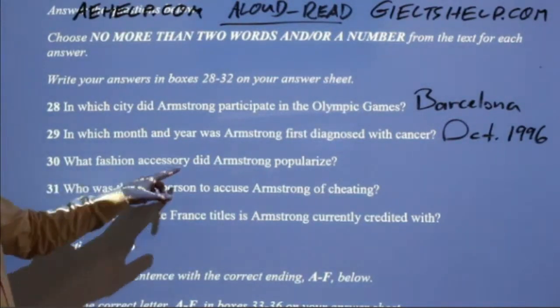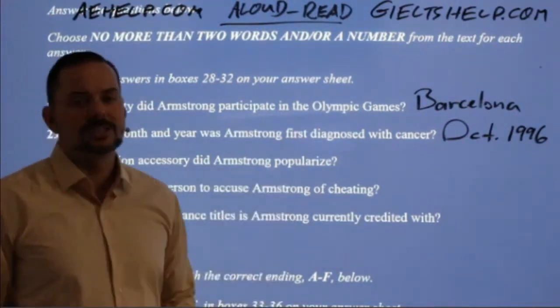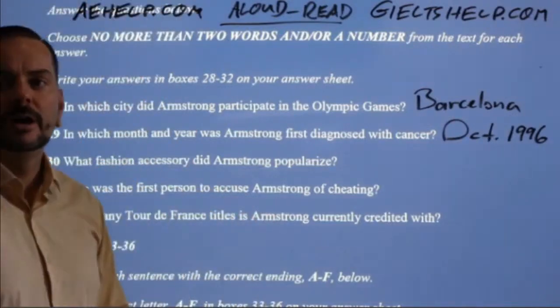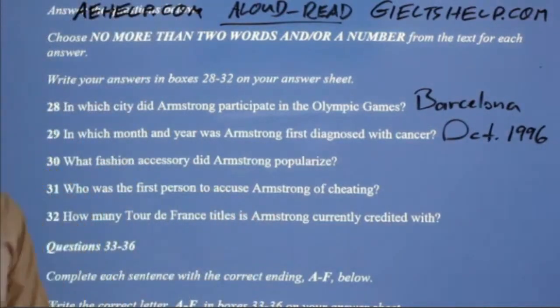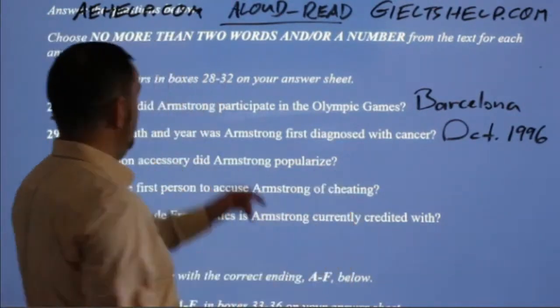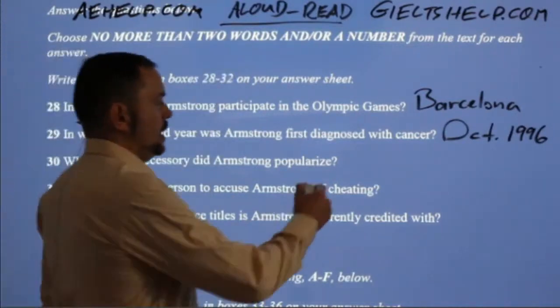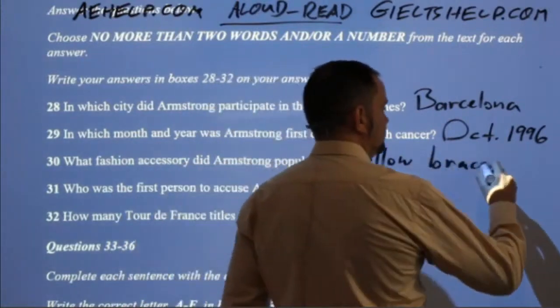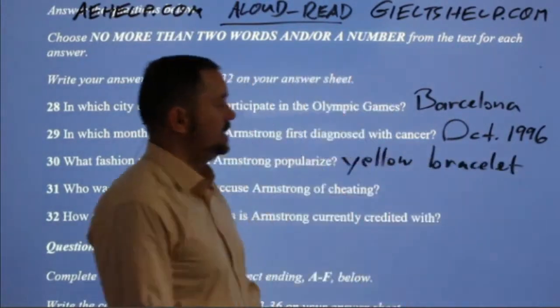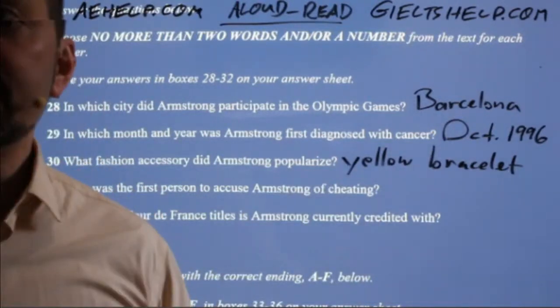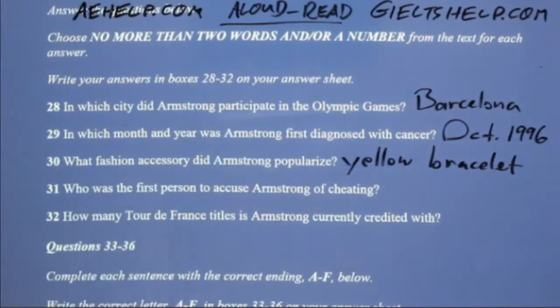What fashion accessory did Armstrong popularize? This should have been very visual. It got repeated several times, so you should be able to figure this out. Amrita says it was a yellow bracelet. Yeah, and the color is very important here as well. It's 2 words and or a number, right? So you need to be specific. So it's yellow bracelet. Okay, and again, if you're not sure about the spelling, just go back and check the text. Okay, and yeah, Nick Hill, you can write it all in capital letters as well. Sure.